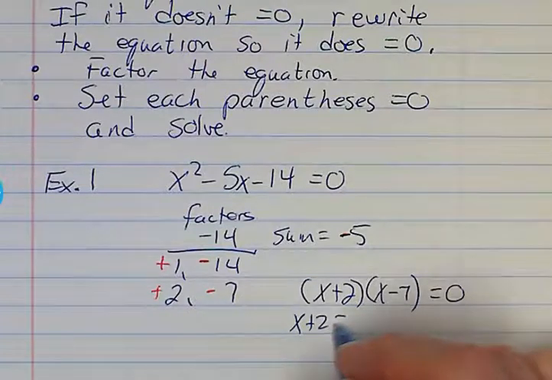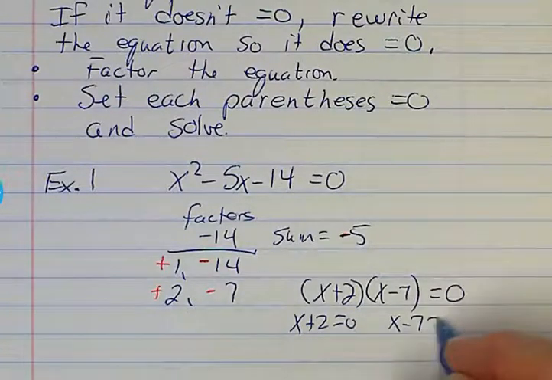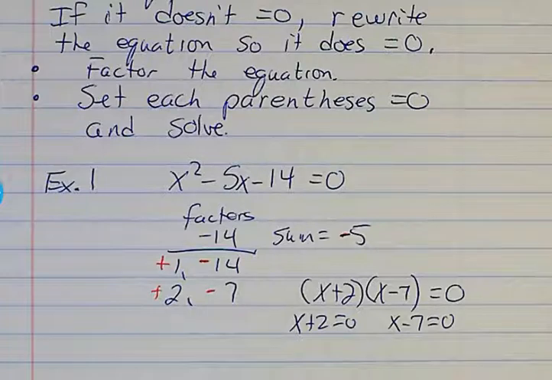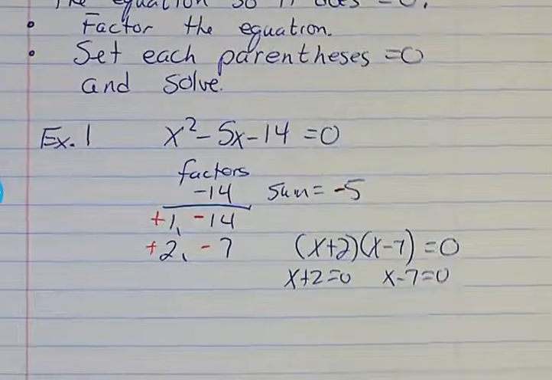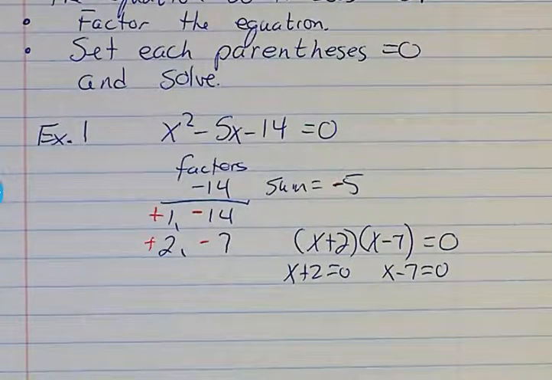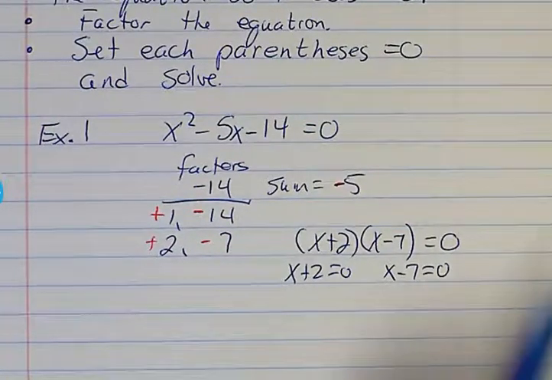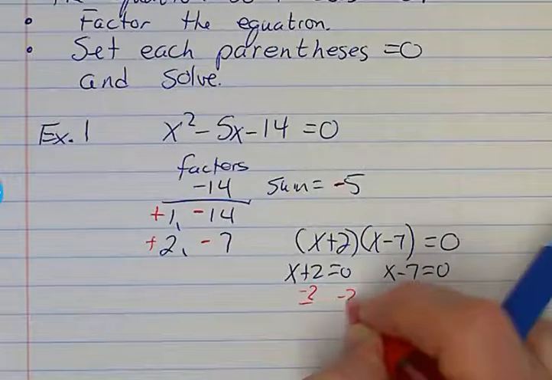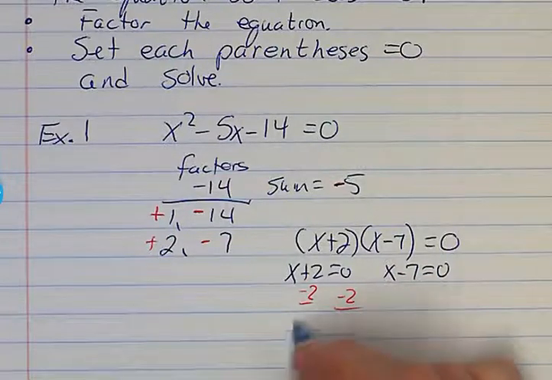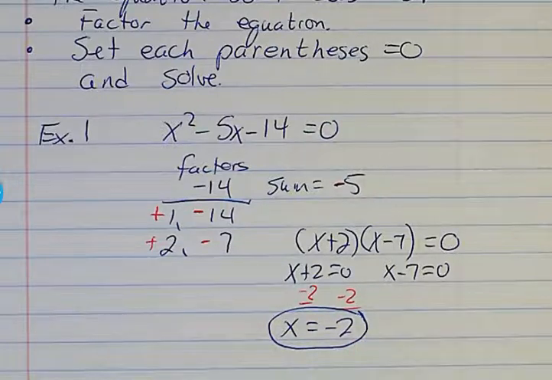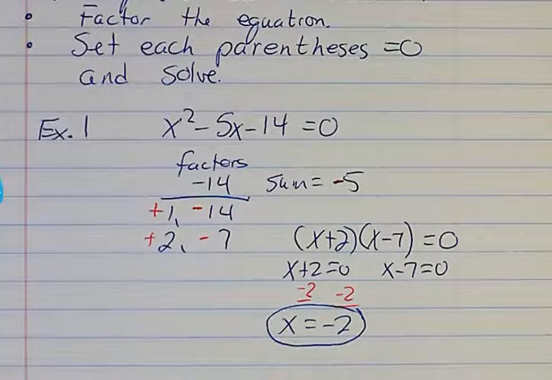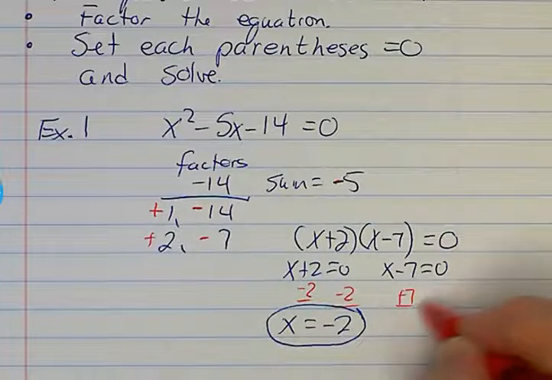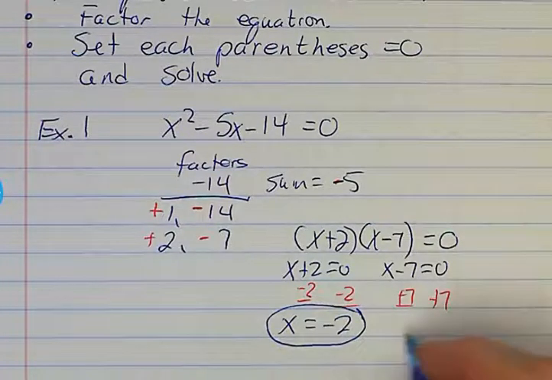So then you just take each parentheses and set it equal to 0. And again, the solving here should be really straightforward, because most times it's going to be one step. Some of the problems will be a two-step. This one you just subtract 2 from both sides. And there's your first answer. For this one, you'll add 7 to both sides. And then there's your second answer.